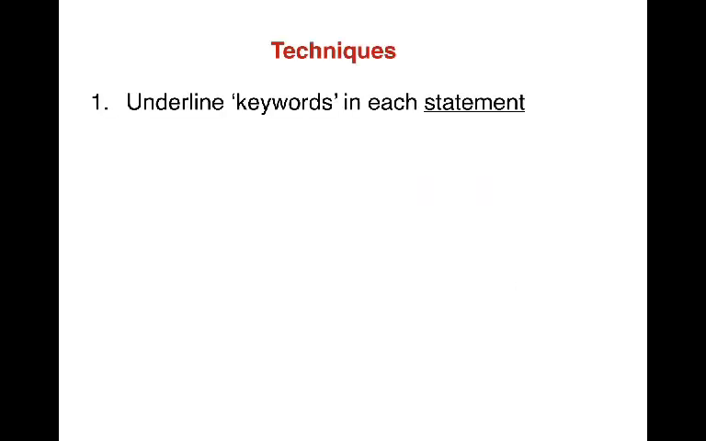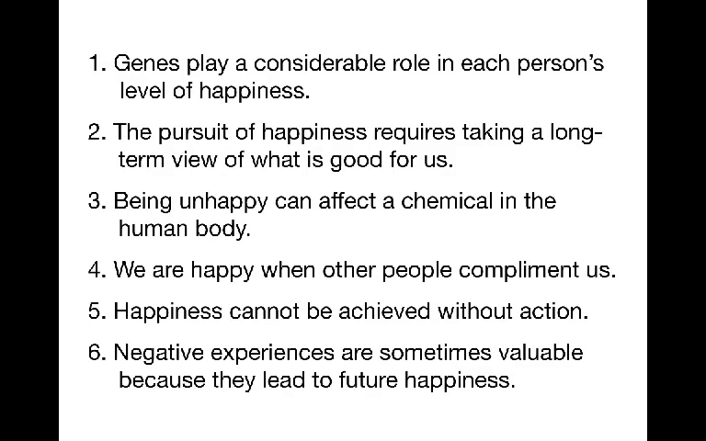We're going to the questions, underline the keywords in each question statement. Here are the question statements. Number 1, and I'll underline some keywords as we go through. Genes play a considerable role in each person's level of happiness. So statement 1 is about the role of genes in happiness. Number 2, the pursuit of happiness requires taking a long-term view of what is good for us. Very different from number 1, that was about genes. Number 2 is about having a long-term view of what's good for us for happiness.